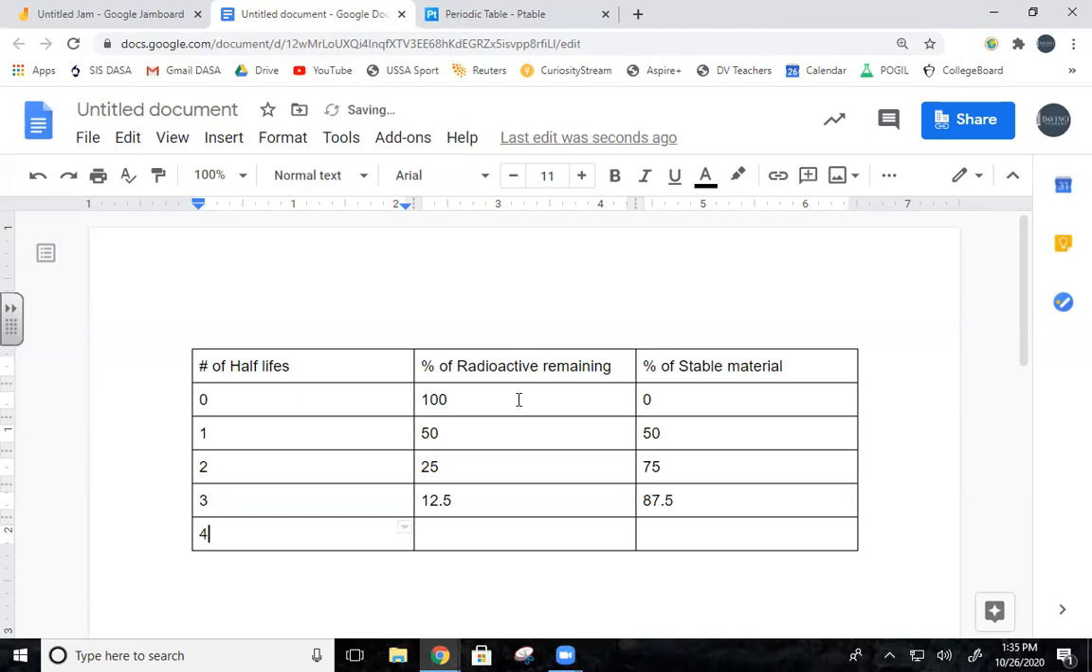And then 4. After 4 half-lives, we have 6.25% of the original radioactive material, with 93.75 being stable. Do we see how that works?